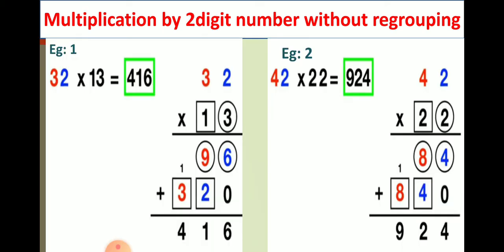Now let us have a look at multiplication by two-digit number without regrouping. So here we are going to multiply the numbers 32 and 13. We will write the numbers in this form. First we will multiply 3 with both numbers, 3 and 2 above. So 3 twos are 6 and 3 threes are 9.